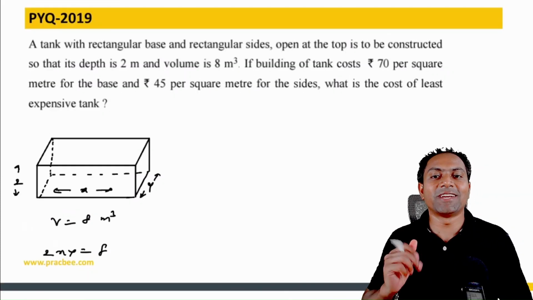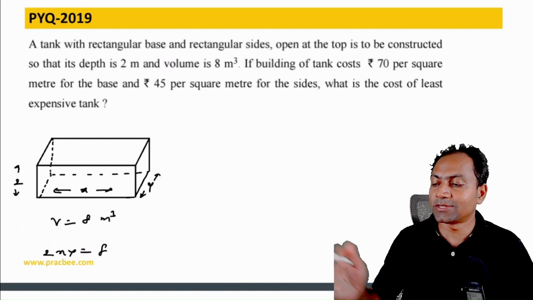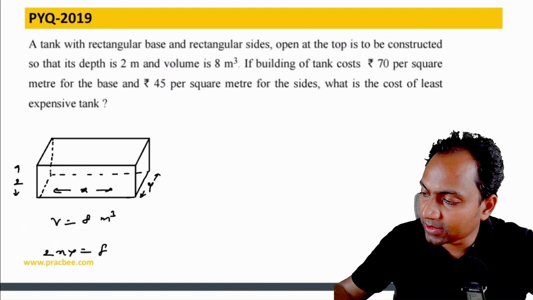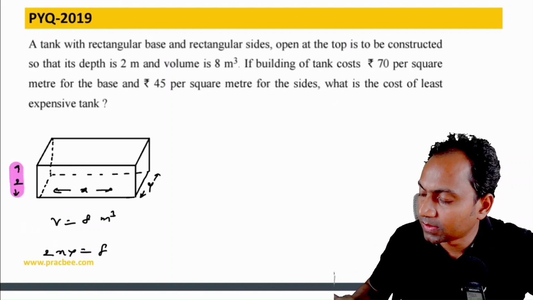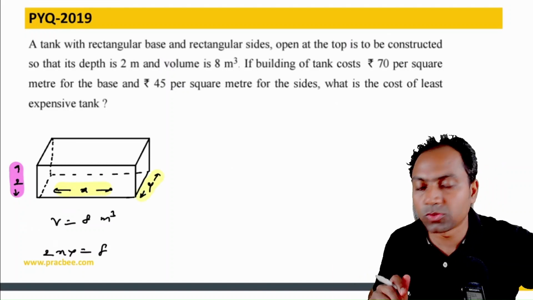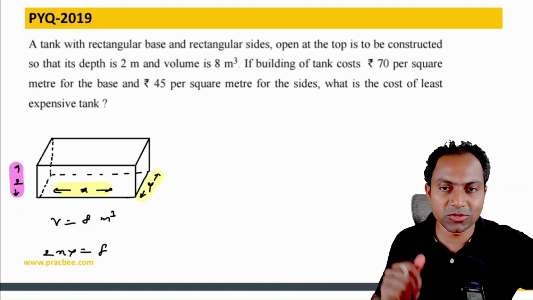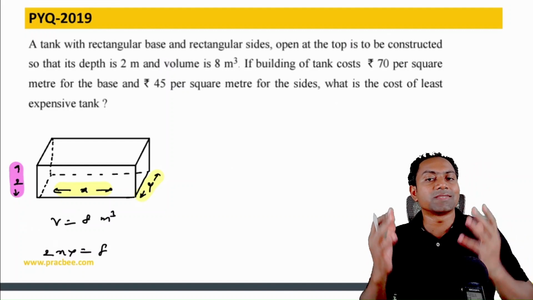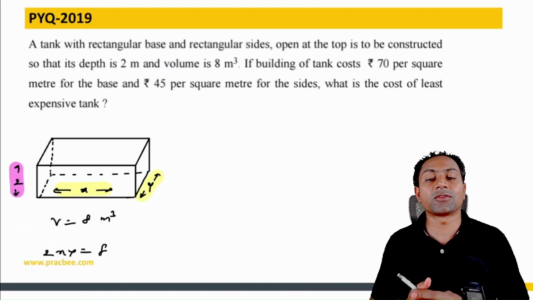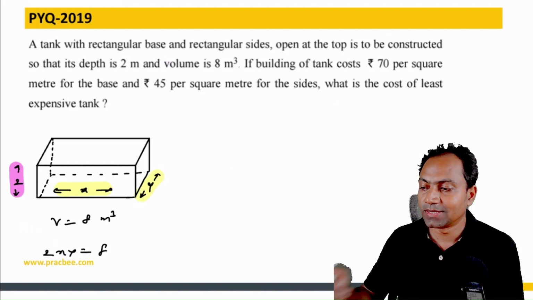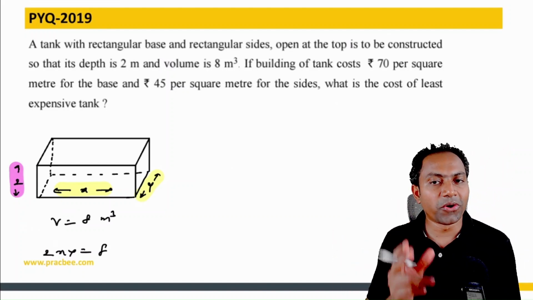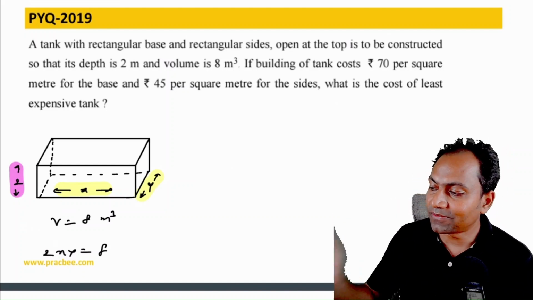Now this 2019 question talks about a tank that is open at the top. The dimensions are given like I have shown in the diagram. The height of the tank is 2 meters. The width of the tank, I have assumed it to be x, and another dimension I have assumed to be y. These are the dimensions of the tank. Now what they are saying is, how should we construct this tank so that the cost of construction is least. Now, cost of construction depends upon the surface area of this tank.